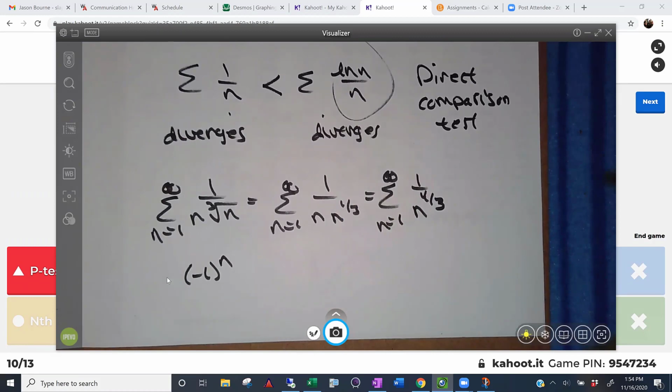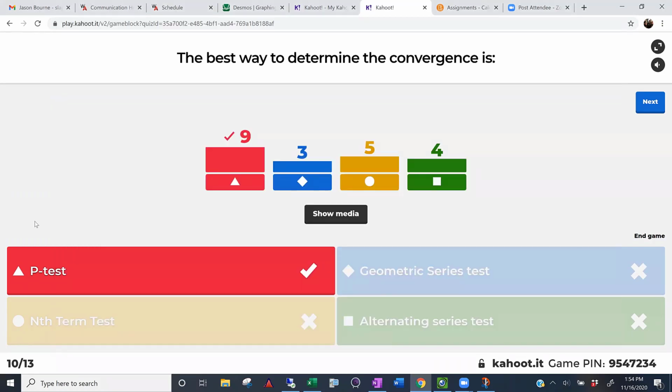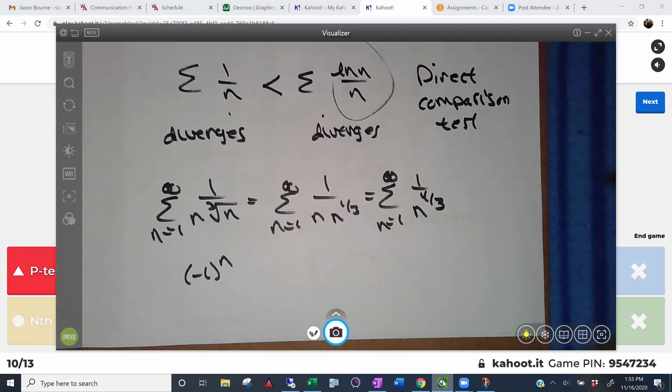I was kind of trying to hint about something here. The nth term test would be inconclusive here. So kind of by process of elimination, you arrive at the p-test. So you had to think a little bit farther down the road than just the fact that it had a cube root here to say that, oh yeah, I guess it is a p-test. All right.